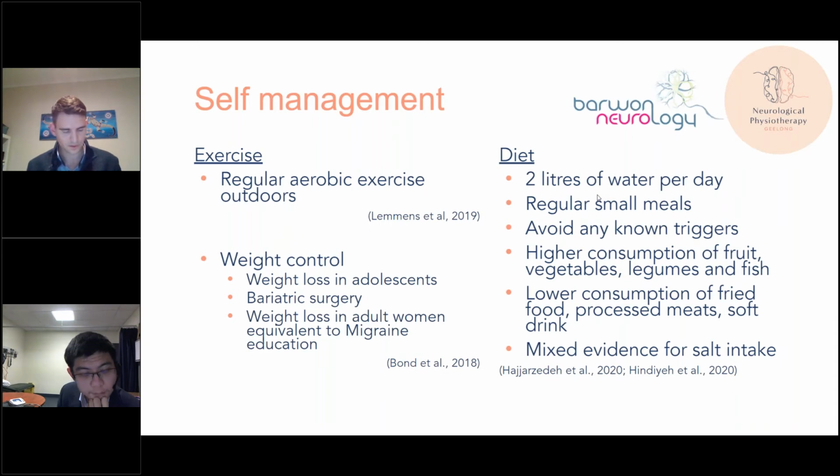So encouraging people to have their snacks as fruit or vegetables would be the way around that. Observational studies have shown that lower consumption of fried foods, processed meats and soft drinks has helped as well. But for salt intake, there is evidence both for and against changing it.